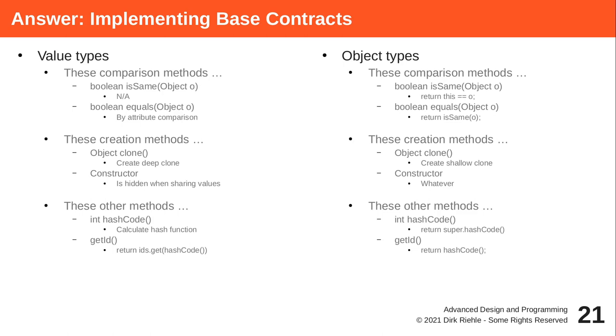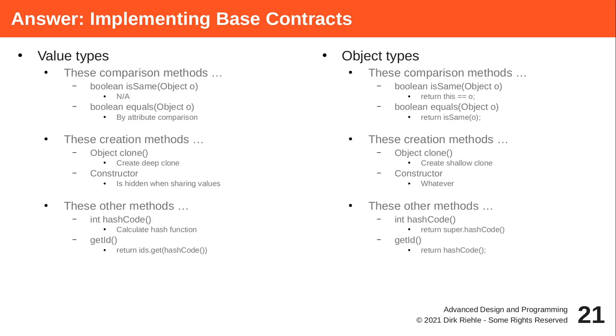So then, let's look at these in turn. The comparison methods for value types. isSame makes no sense here really, but equals is, as discussed, an attribute-by-attribute comparison. If you're actually sharing objects, it becomes easier, but in principle, it's an attribute comparison. For an object type, isSame asks, is it the identical object? So that's an identity comparison on the main memory reference usually. You implement this as, is this the same as the other object? And equality for objects, because two objects with exactly the same attribute values are still different objects, boils down to that identity check, so hence isSame.